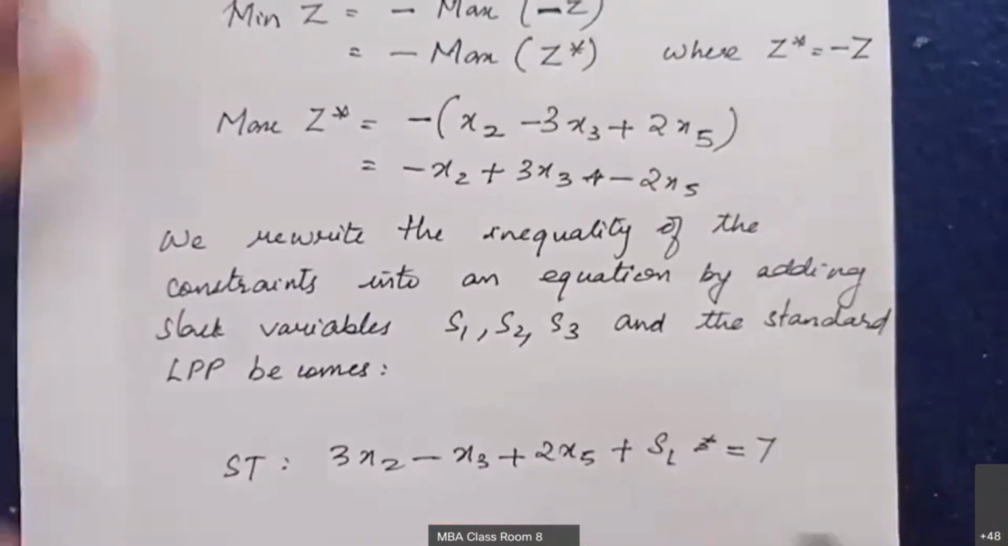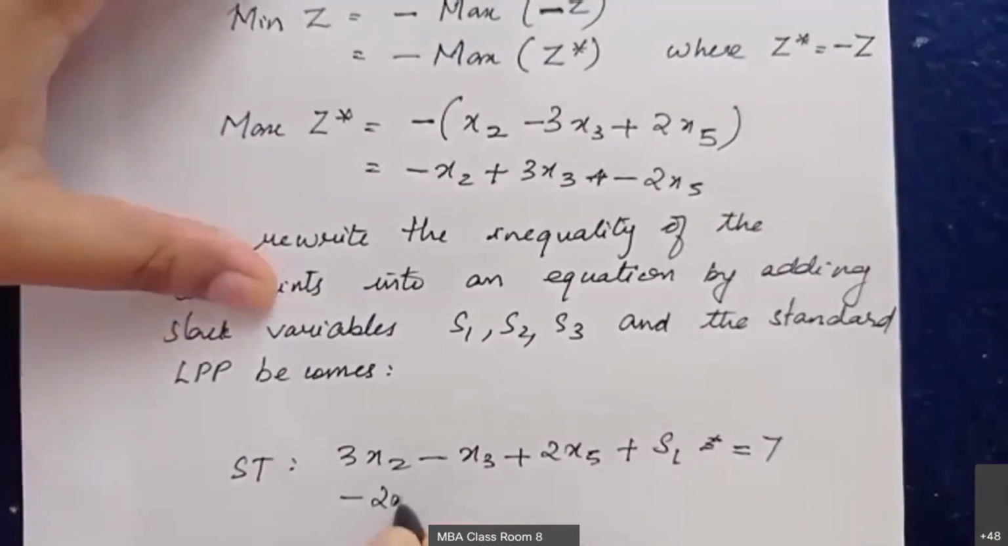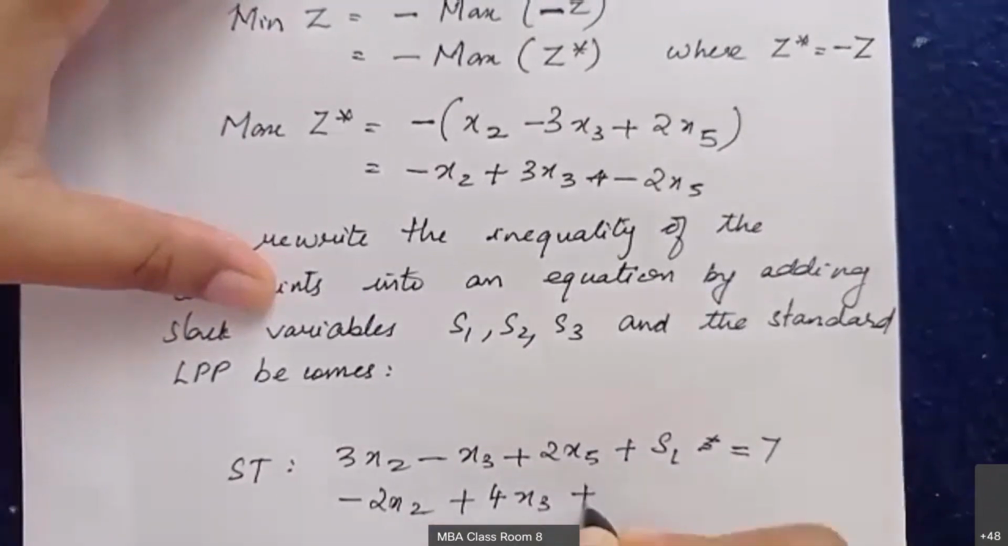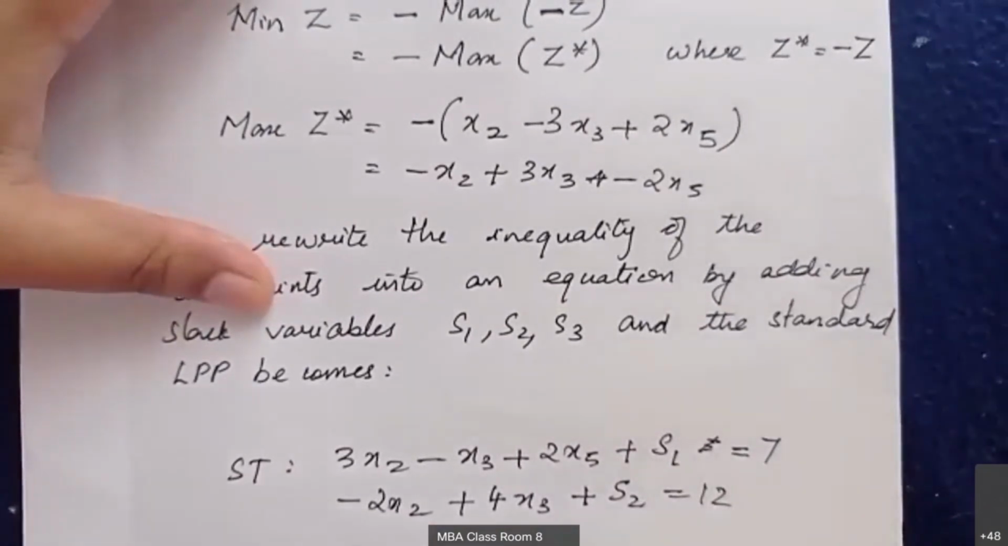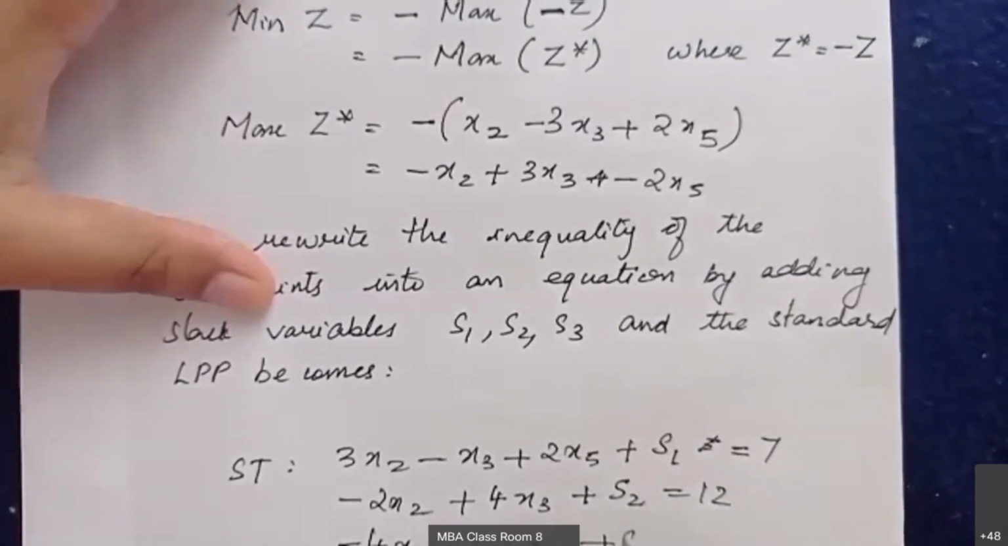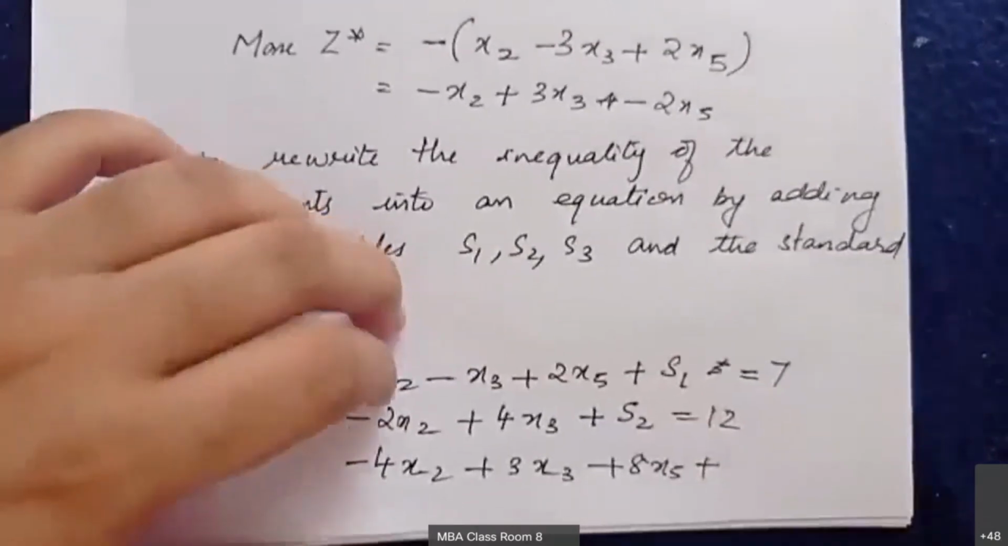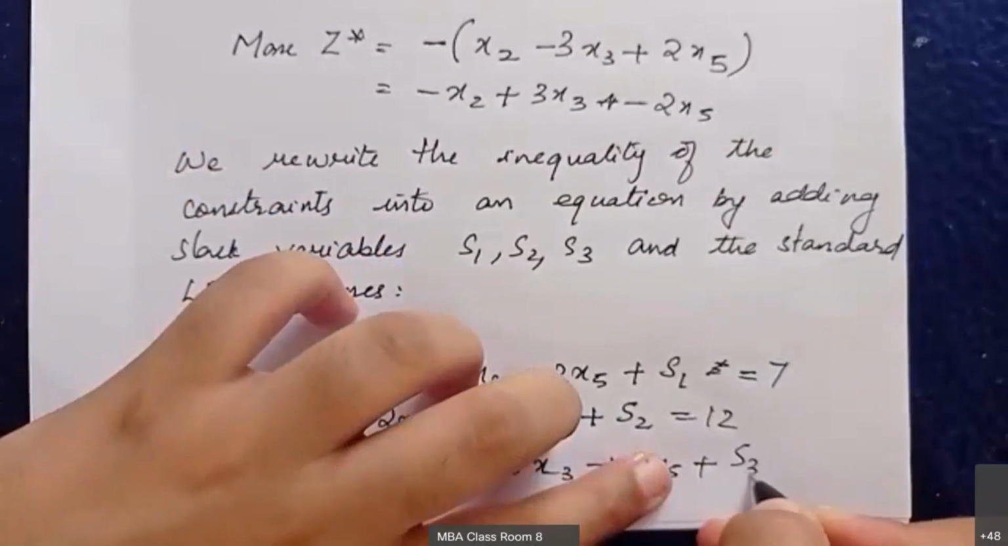Similarly the second constraint is minus 2x2 plus 4x3 plus I'm going to add the second slack variable s2 is equal to 12. Similarly the third constraint becomes 4x2 plus 3x3 plus 8x5 plus I'm going to add the third slack variable, that is s3.